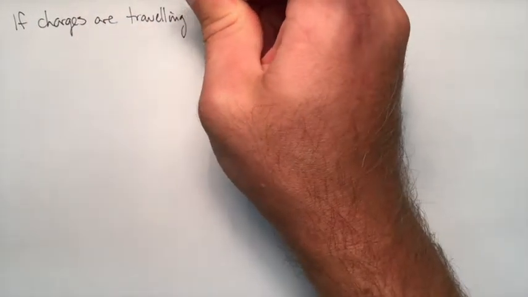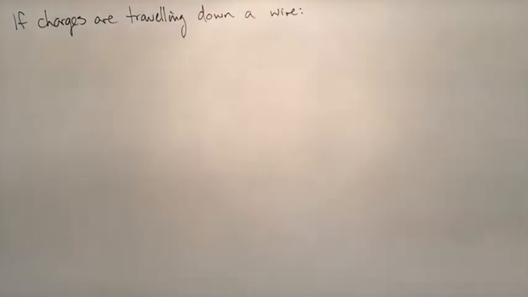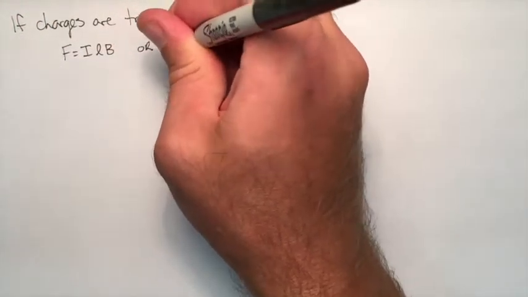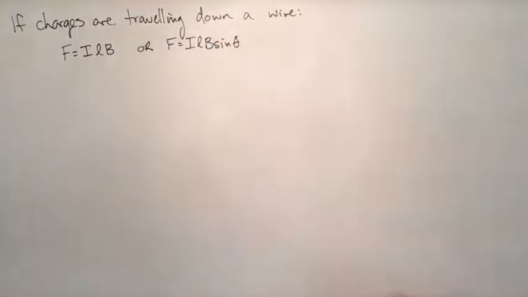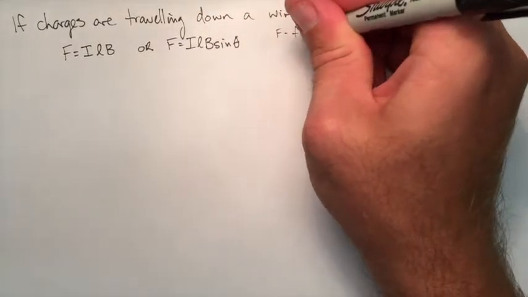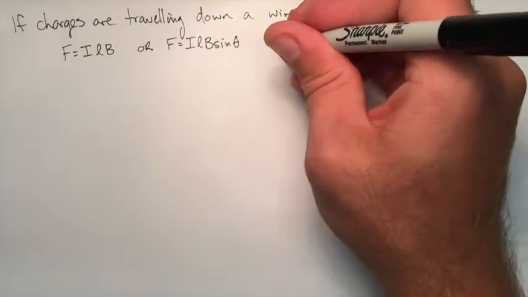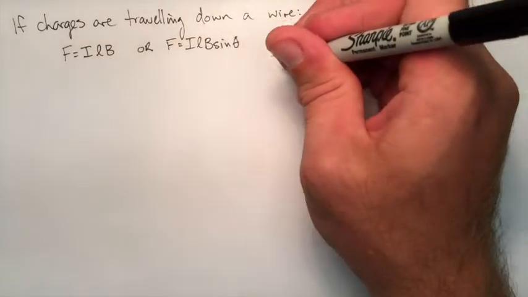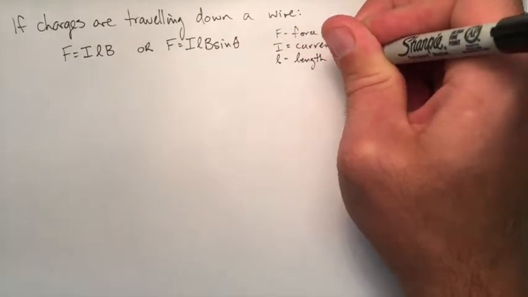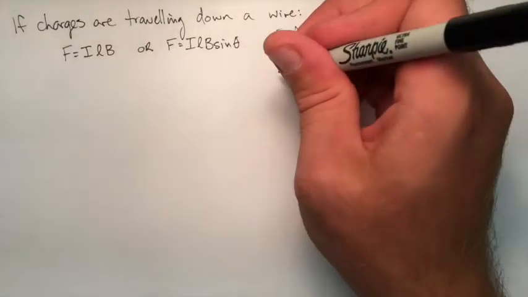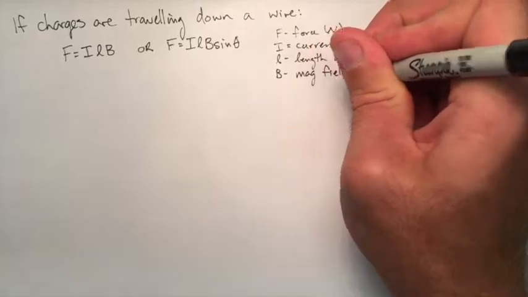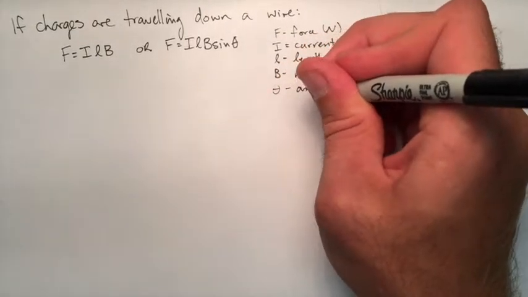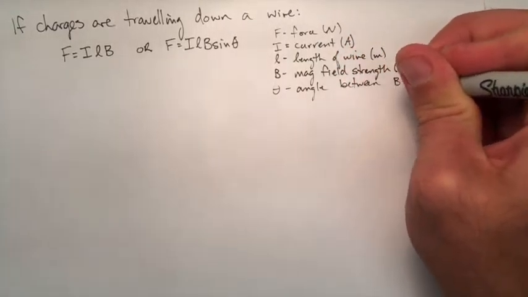Now, if we have our charges confined to a wire, so the charges aren't free to roam wherever they want in the magnetic field, if they're stuck onto a wire, the wire itself is going to experience a force. That force will be equal to the current in the wire multiplied by its length in the magnetic field multiplied by the strength of the magnetic field. And if the wire is on an angle, we have to put a sine theta. So F is force in newtons, I is current in amps, L is length of wire in meters, B is the magnetic field strength in Tesla, and theta would be that angle between magnetic field and current.